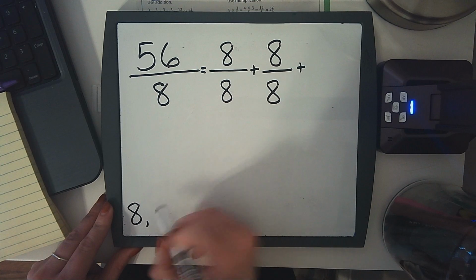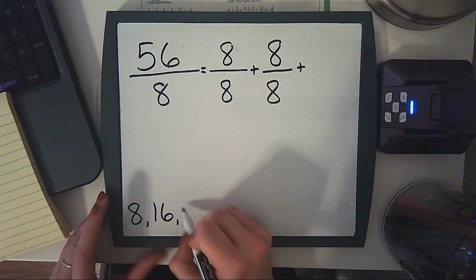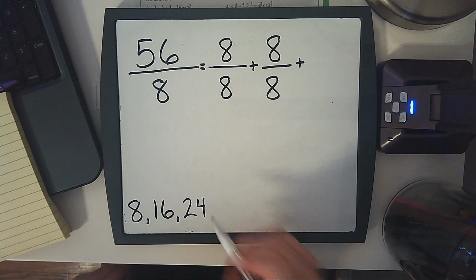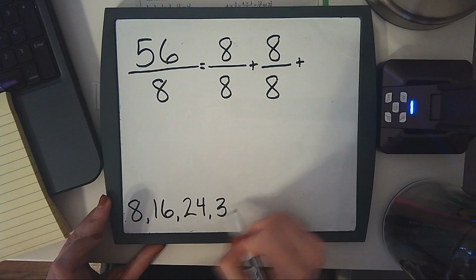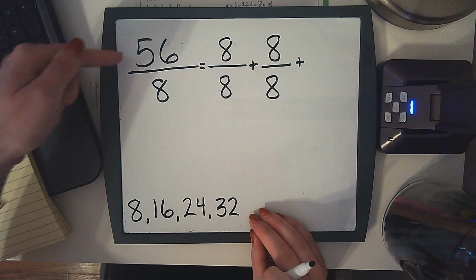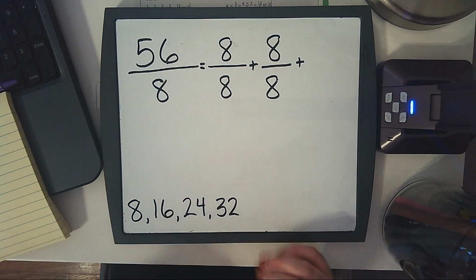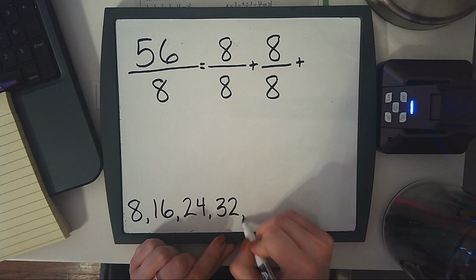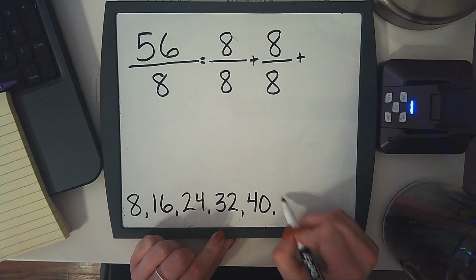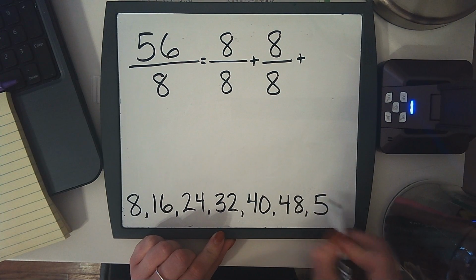So 8, 16, and I'm probably going a little bit quicker than you would because, you know, I'm good with my facts, my 8's facts. Next would be 32. So when I'm skip counting, I'm looking to see when I get to 56 or how close I can get to 56. Next would be 40. Next would be 48. And then 56.